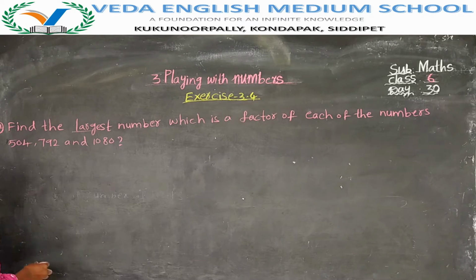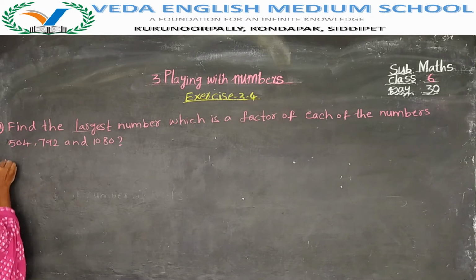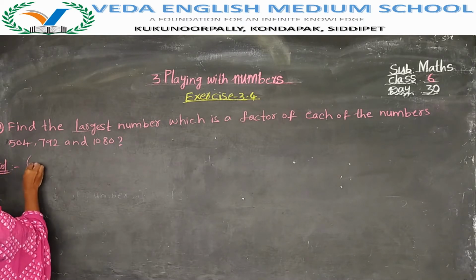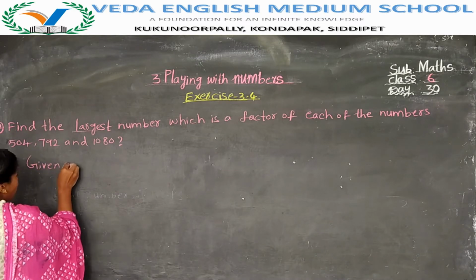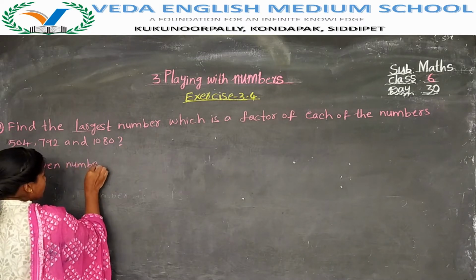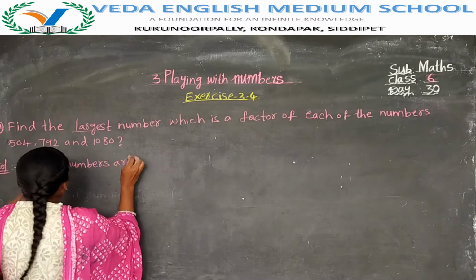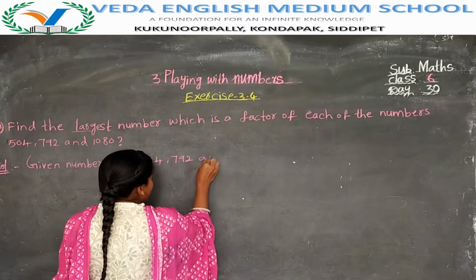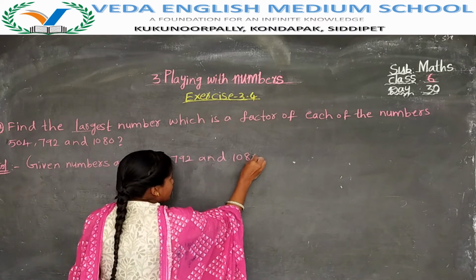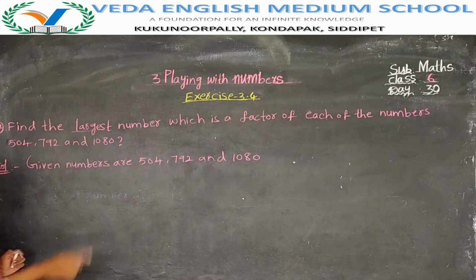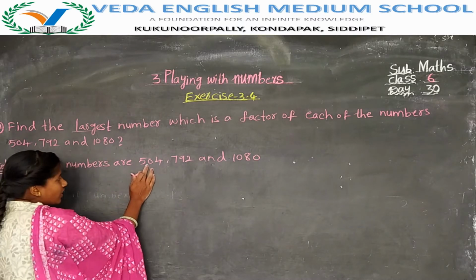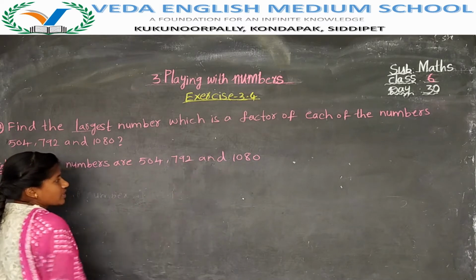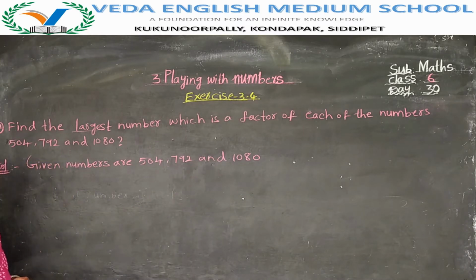Now, before going to find the answer, we have to go with the HCF. Solution. Given numbers are 504, 792 and 1080. You have to remember, if you get largest, then you have to go with HCF. Now, by using these numbers, we have to find the HCF.